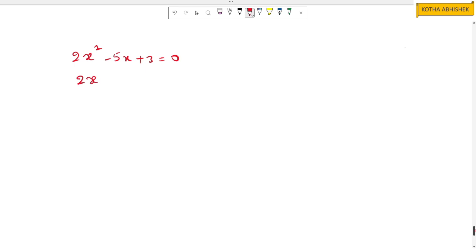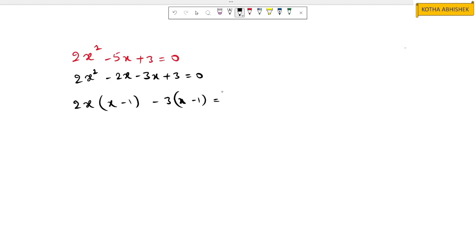Okay, the given question is 2x square minus 5x plus 3 equals 0, right? So 2x square as it is, minus 5x I am writing as minus 2x minus 3x plus 3 equals 0. From the first two terms, taking 2x common, what remains is x minus 1. Next, taking minus 3 common, what remains is x minus 1, equals 0 as it is.